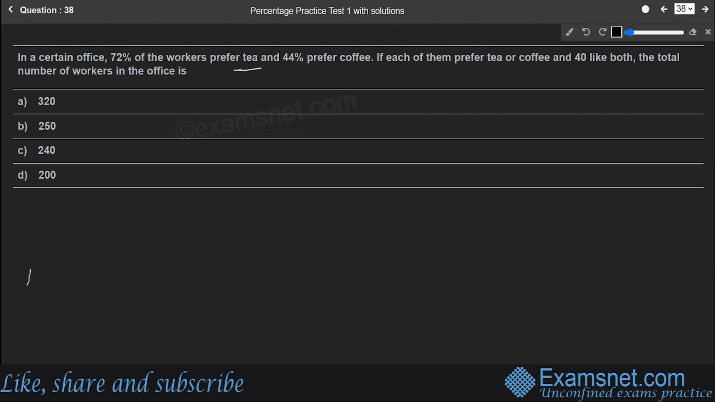When he says 72% of the workers prefer tea, in that 72%, the people who prefer only tea are there, and the people who prefer both are also there. So in this situation, to separate the data, we have to go for the set theory concept, which says A union B is equal to all A plus all B minus A intersection B. This is the particular formula. In this situation, our A and B are tea and coffee. Okay, so let us write that.